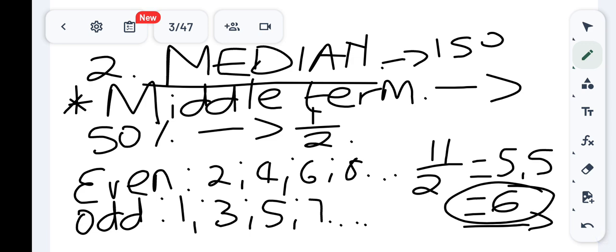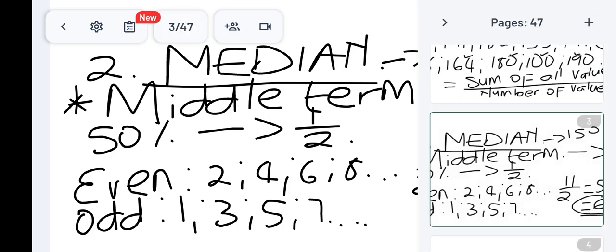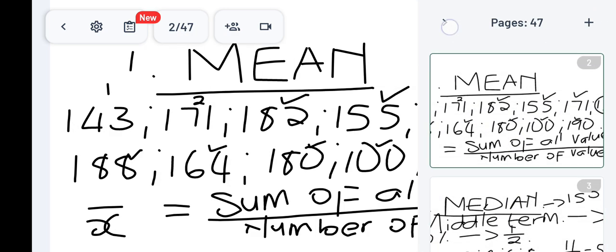If you have an odd number, trust me, it's very, very simple to find the median. In this case 11 is our odd number, then you divide by 2, then you round it off, it's 6, then you find the value that is in position number 6 from the left hand side, and also check the value that is in position number 6 from the right hand side. If they are the same, then that means you are safe. So in this case, 150 is our median.